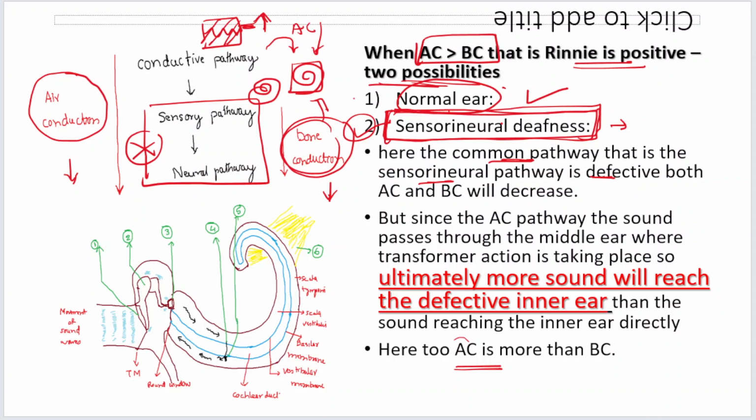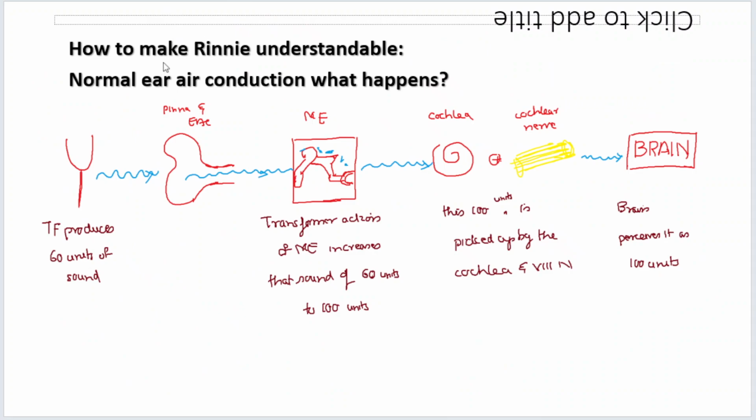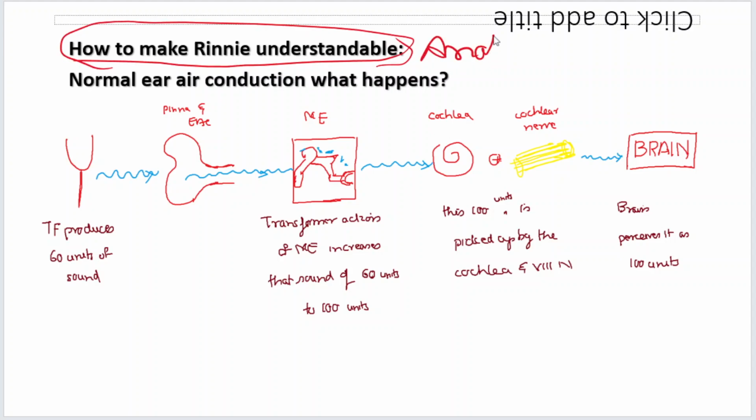I know this is confusing, that's why I myself couldn't really make perfect sense of it. So I came up with an analogy. I hope you can understand with this analogy how to make Rinne understandable. Okay. Now this is an analogy, you cannot take it literally. So, normal ear air conduction, what happens? Suppose this is a tuning fork and it is producing 60 units of sound. Just imagine that this tuning fork is producing 60 units of sound.